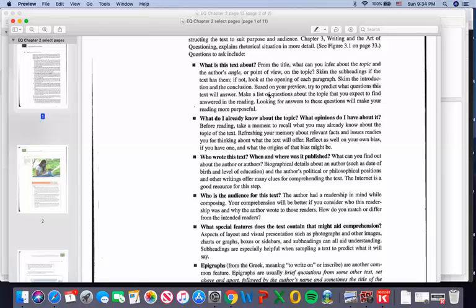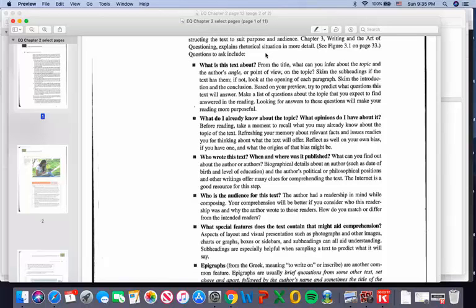So I'm going to do the first one, where the question says, what is the text about? And the explanation after that is, from the title, what can you infer about the topic and the author's angle or point of view on the topic? Skim the subheadings if the text has them. If not, look at the opening paragraph. Skim the introduction and the conclusion. Based on your preview, try to predict what questions this text will answer. Make a list of questions about the topic that you expect to find answered in the reading. Looking for answers to these questions will make your reading more purposeful. So we've got this suggestion of coming up with questions. I think that's something that we want to include.